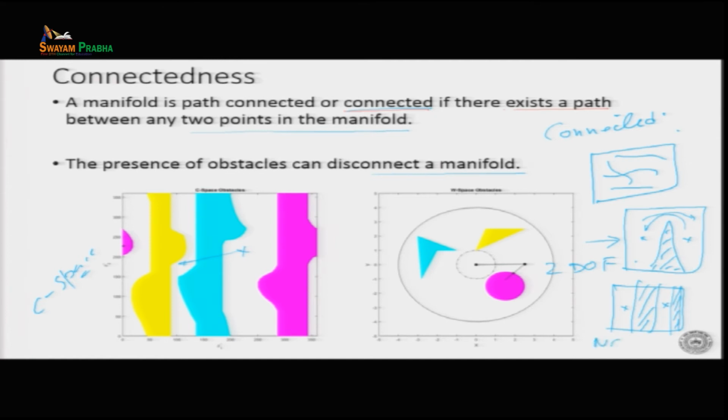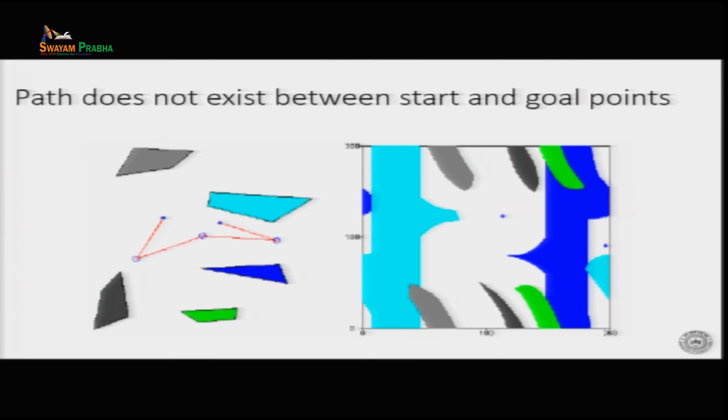So here it is not connected, here it is still connected, here it is still connected. Okay. This is the meaning of the word connected. These are examples that we had looked at earlier also.